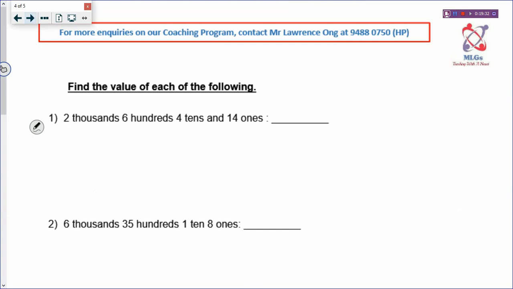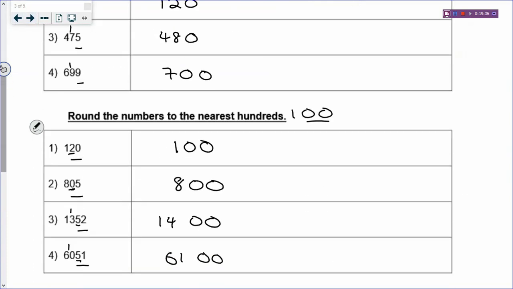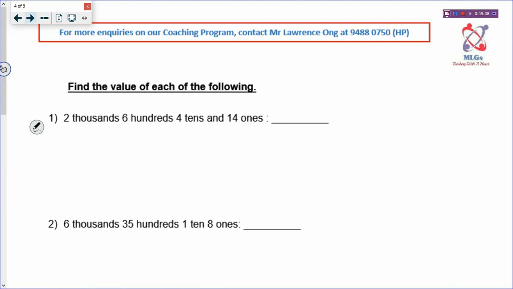Okay, now how do you find the value of each of the following? So what do you do? Now this is a very common question in the exam, and some students always get this wrong because they do mental sums, and that is very dangerous because of the numbers that are a bit tricky. When you add them together, it's not as direct as you think.